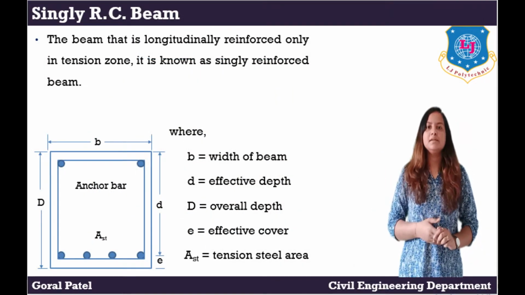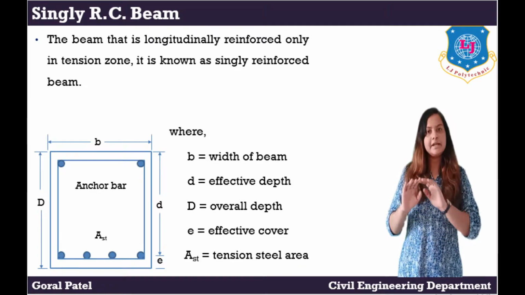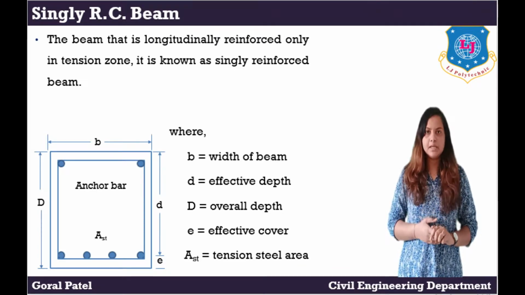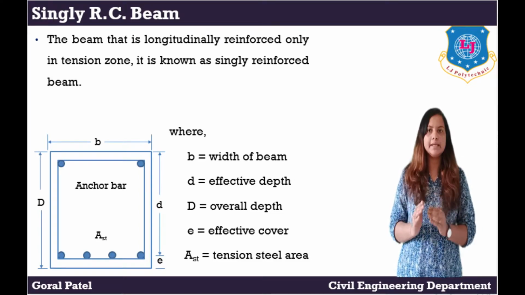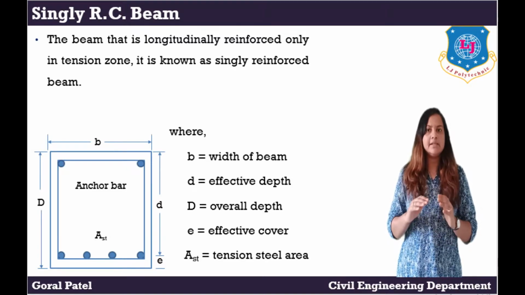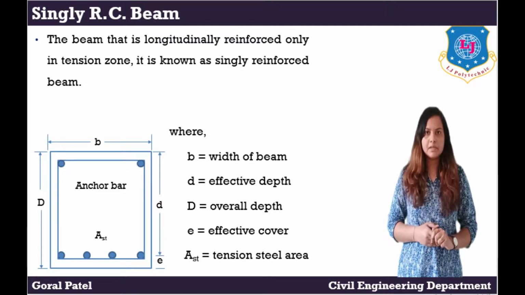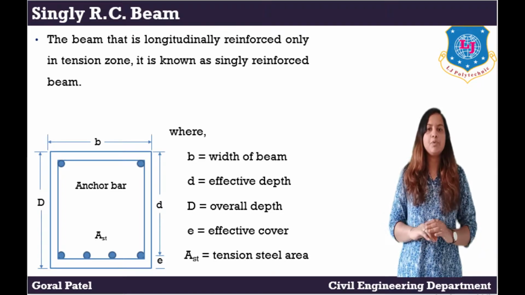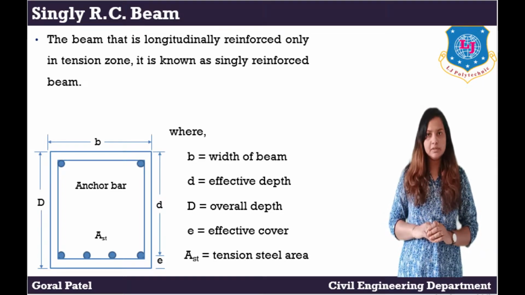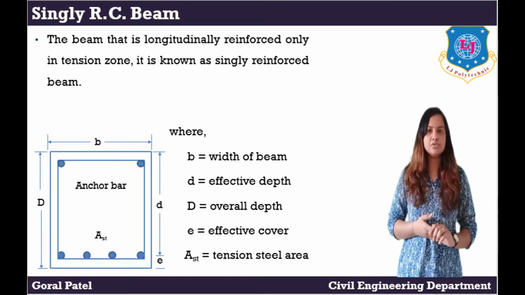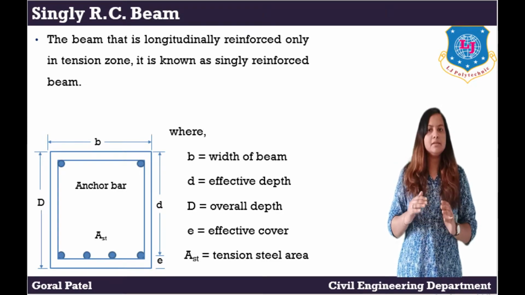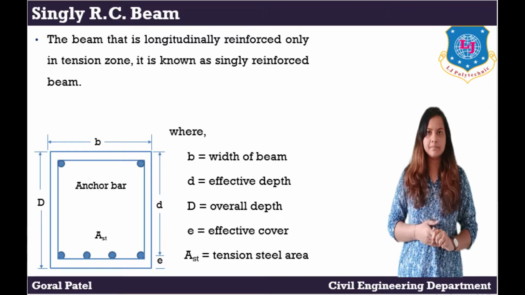Singly reinforced beam: the beam that is longitudinally reinforced only in the tension zone is known as a singly reinforced beam. In such beams, the ultimate bending moment and the tension due to bending are carried by the reinforcement, while the compression is carried by the concrete. But it is not possible to provide reinforcement only in the tension zone because we need to tie the stirrups. Therefore, two anchor bars are provided in the compression zone to tie the stirrups, and the anchor bars act as pole members only to hold the stirrups.